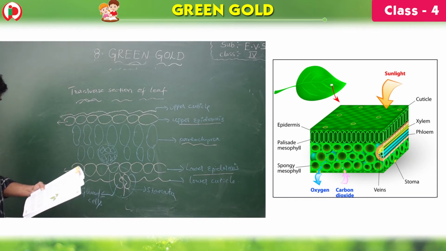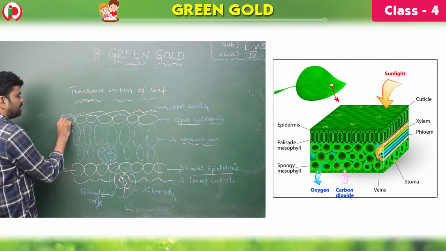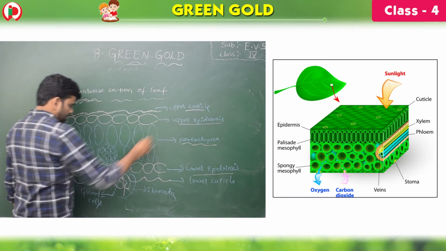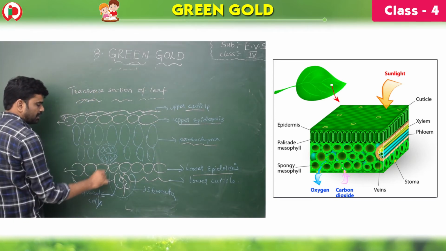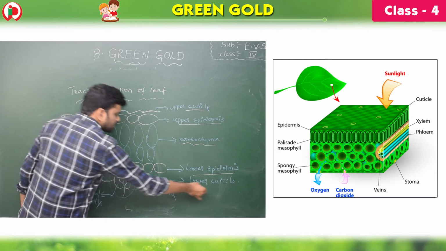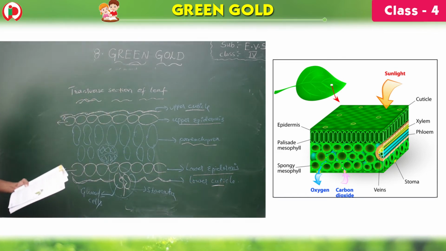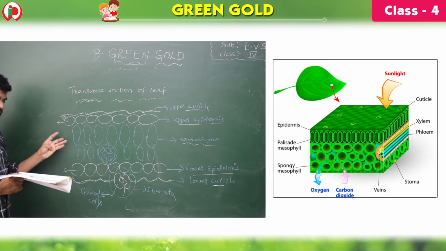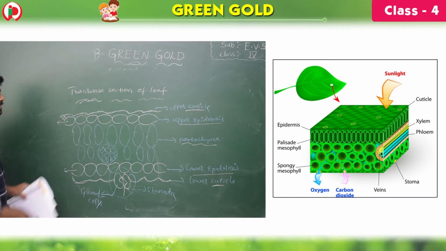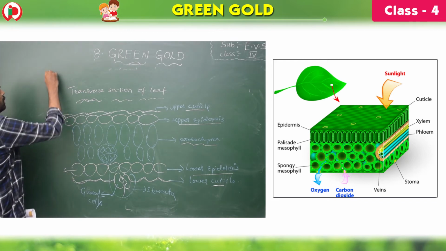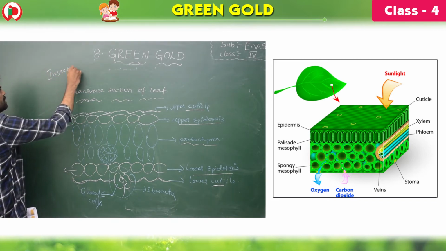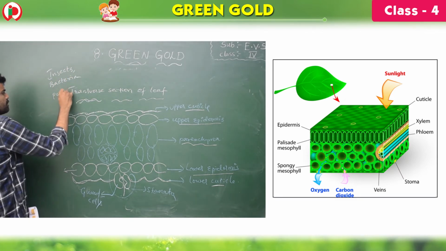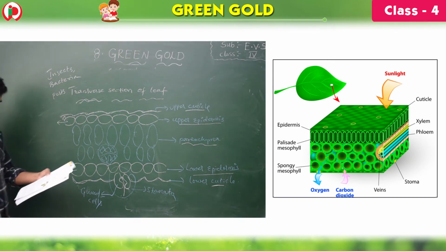The epidermis also secretes a waxy substance. This waxy substance is called the cuticle. The epidermis and the cuticle protect the leaf from insects, bacteria and other pests.